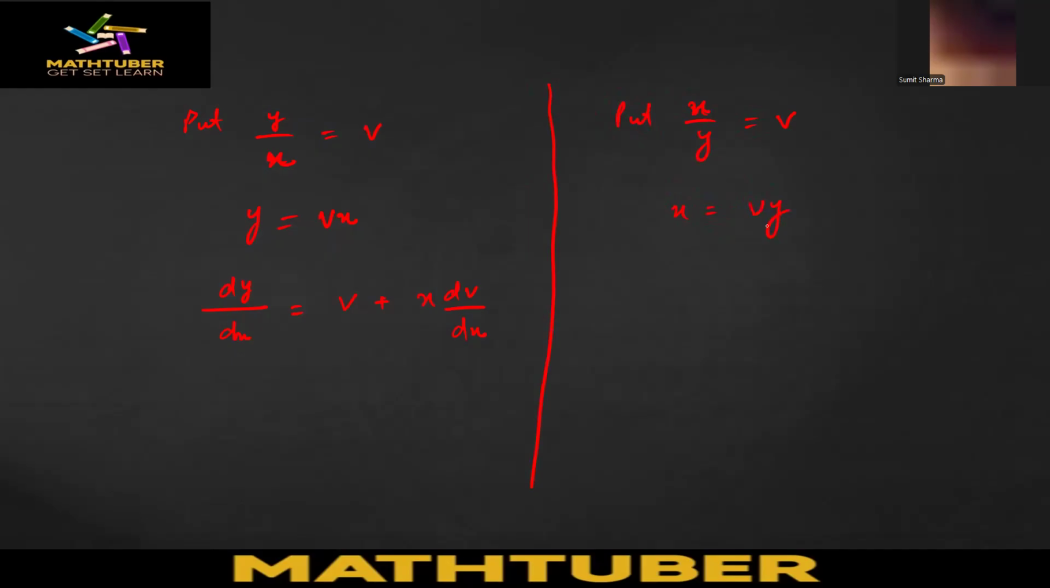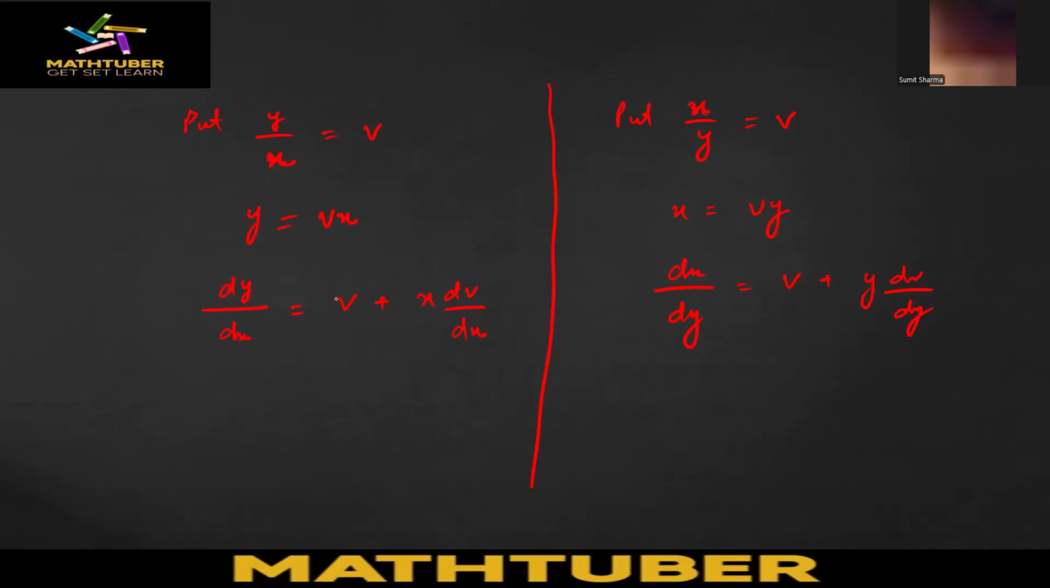This will become Vy, and now we have to do dx upon dy. It will become V plus y dv upon dy because we are doing it with respect to the variable y. So these both we have to substitute according to the equation, right? And then after that, the third step is to separate the variable. So variable separable will be applicable here, but after doing these steps, right?